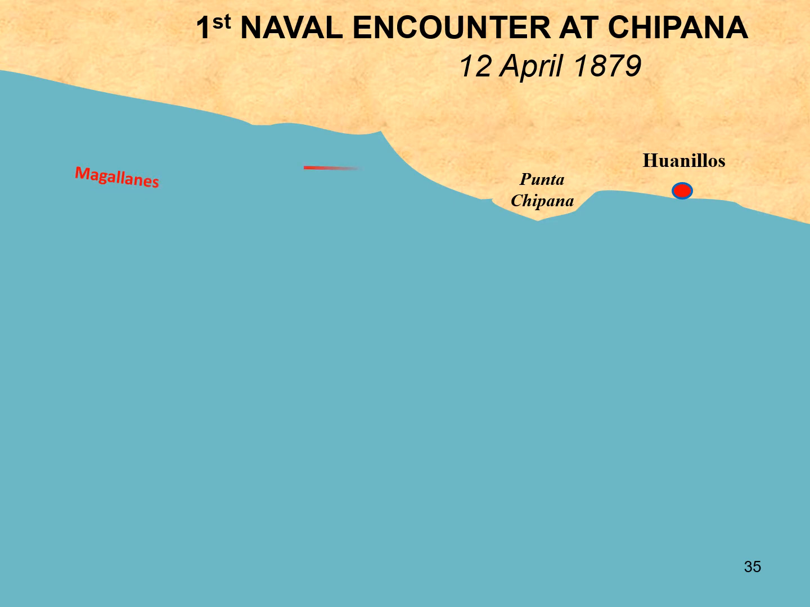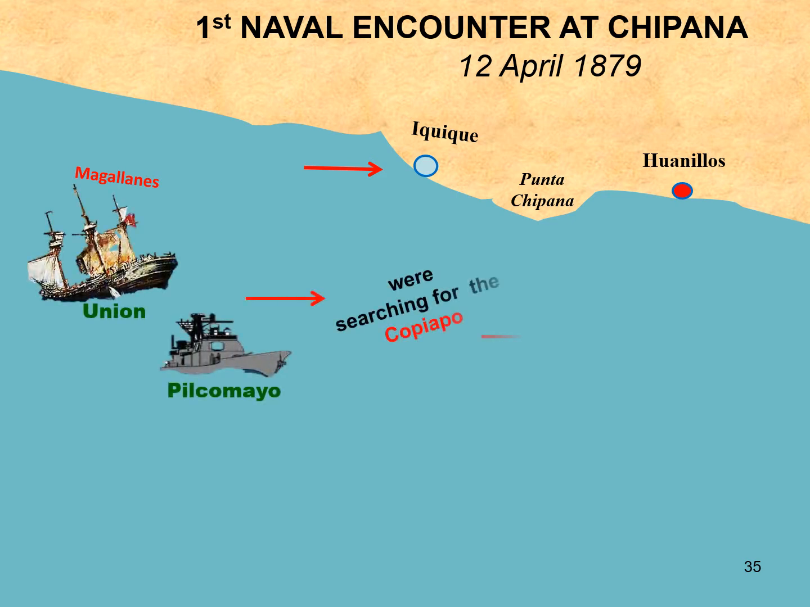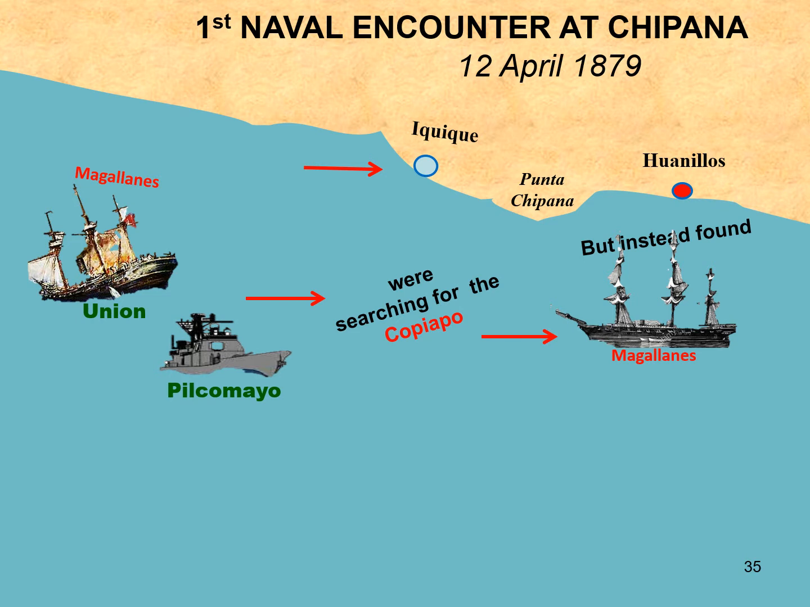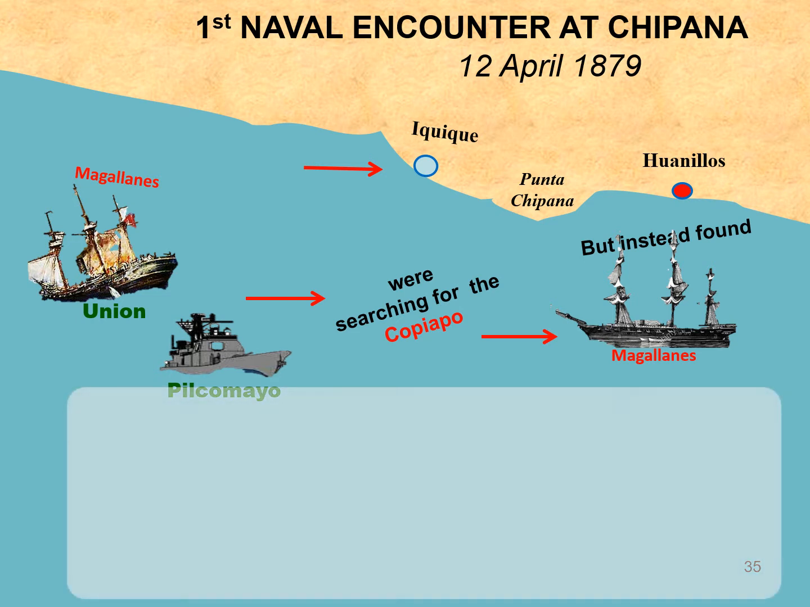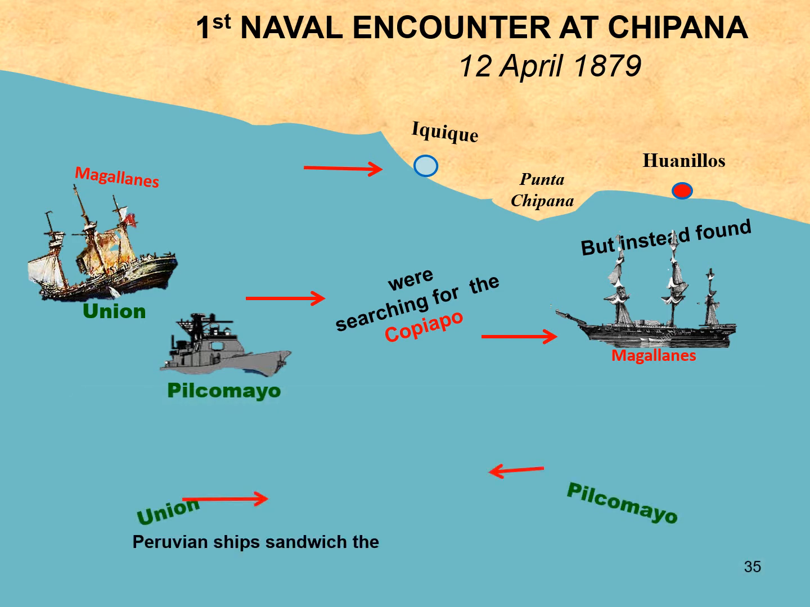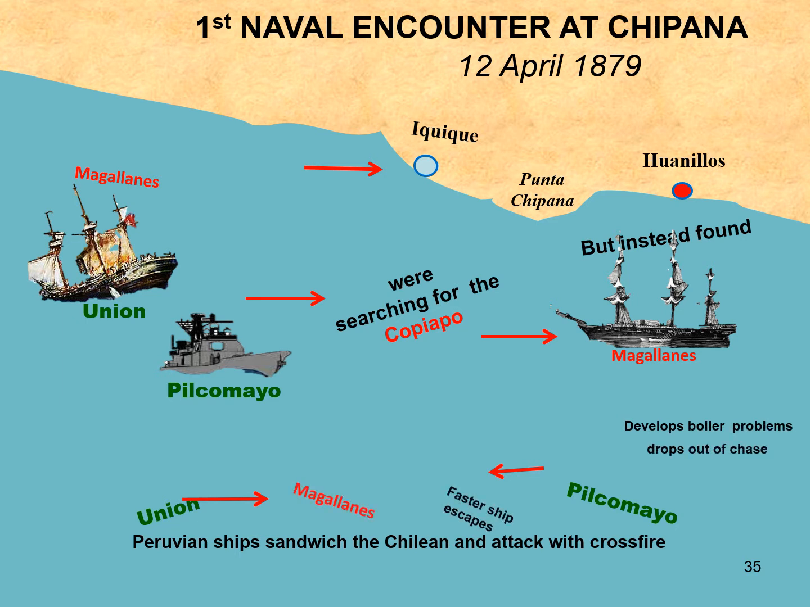The first naval encounter was on the 12th of April, when the corvette Magallanes was sailing towards Iquique. The Peruvian corvette Unión and the gunboat Pilcomayo were searching for the Copiapó, but instead found the Magallanes. The two ships attacked the Magallanes with crossfire, and since the Pilcomayo developed boiler problems and dropped out of the chase, the speed of the Magallanes allowed it to escape.